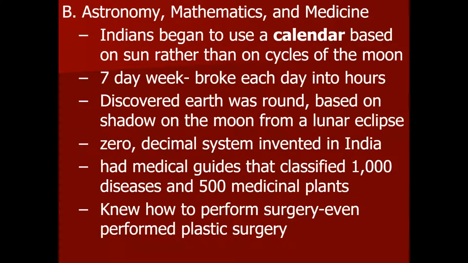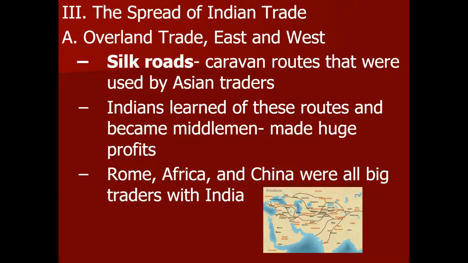They develop zero. They also develop a decimal system. And they've got medical guides that have classified 1,000 different diseases, 500 different medicinal plants, and not only do they know how to perform surgery, but they are performing plastic surgery or cosmetic surgeries, basically helping to fix injuries or wounds or unsightly scarring, things like that. So really a lot of incredible scientific discoveries, mathematical discoveries from the Gupta Empire.